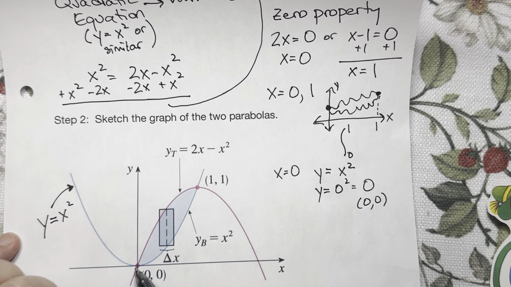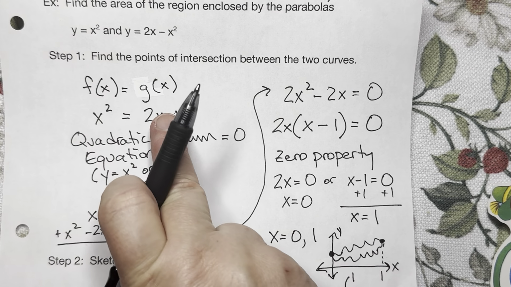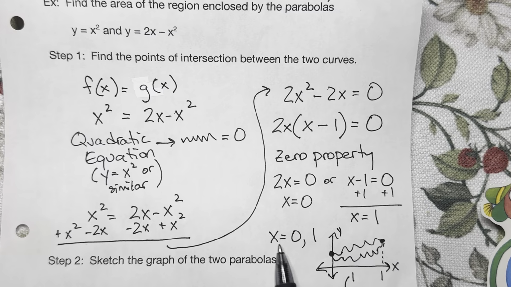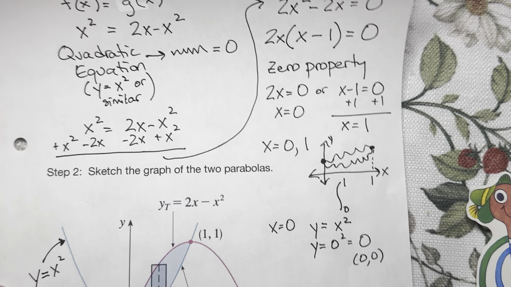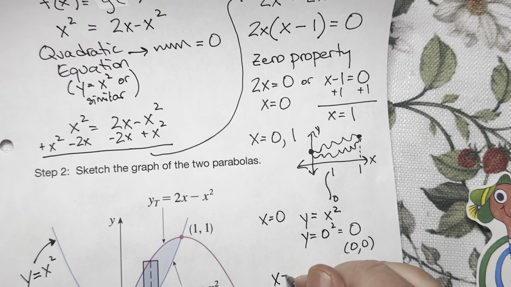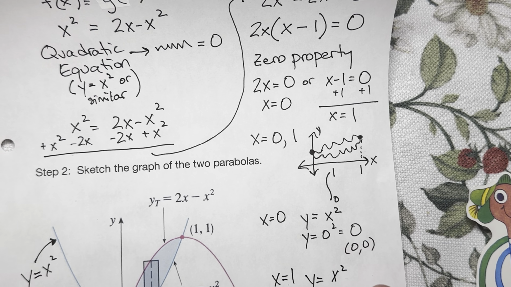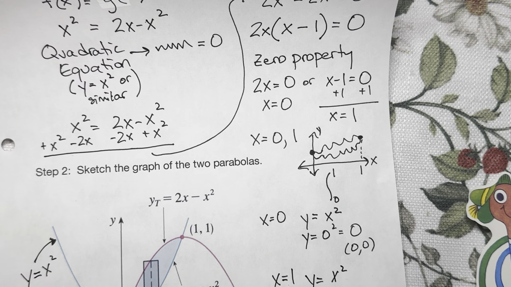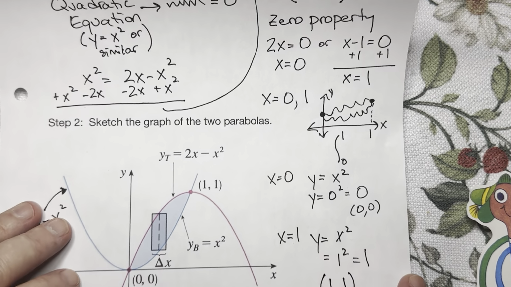Now, how do I know it's on both graphs? Well, because up here, when I set them equal to each other, I found that there were 2 points where they intersect, 0 and 1. So what happens when x equals 1? Well, again, y equals x squared, which is 1 squared, which is 1. So then we know that that intersection point is (1, 1).